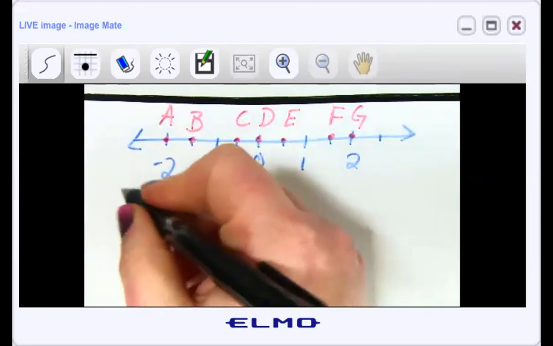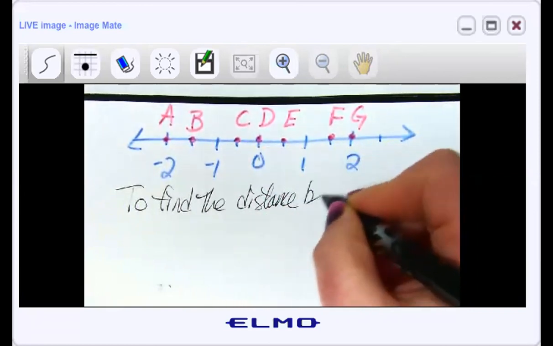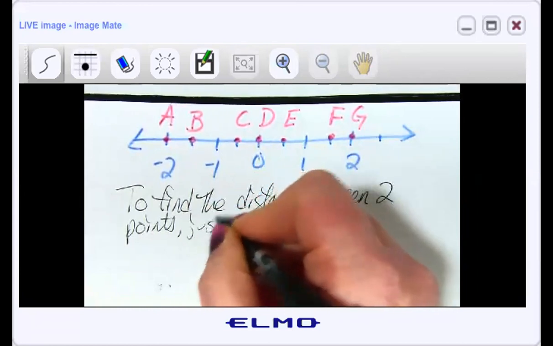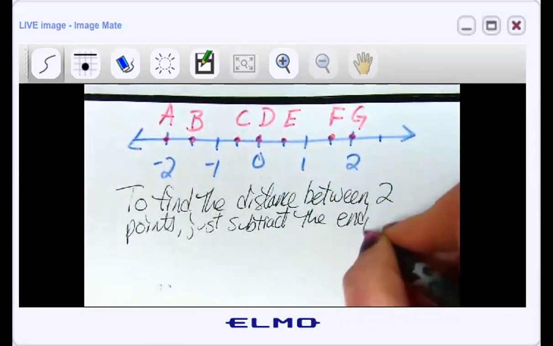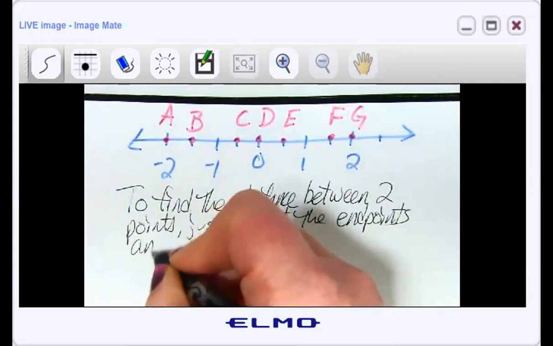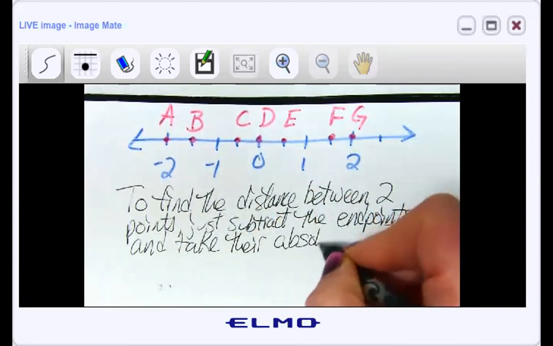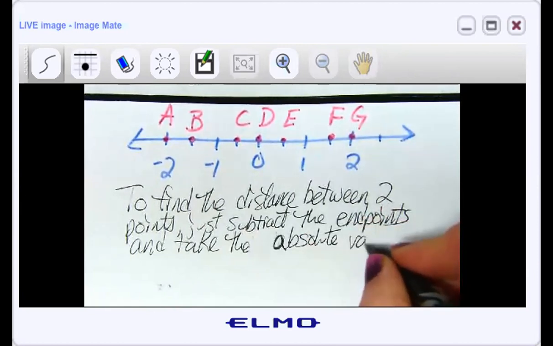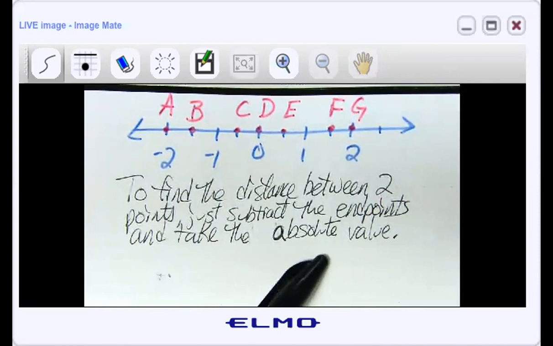So check this out. To find the distance between two points, just subtract the endpoints and take their absolute value. That's it. The absolute value part is the part that guarantees us a positive value for our answer.